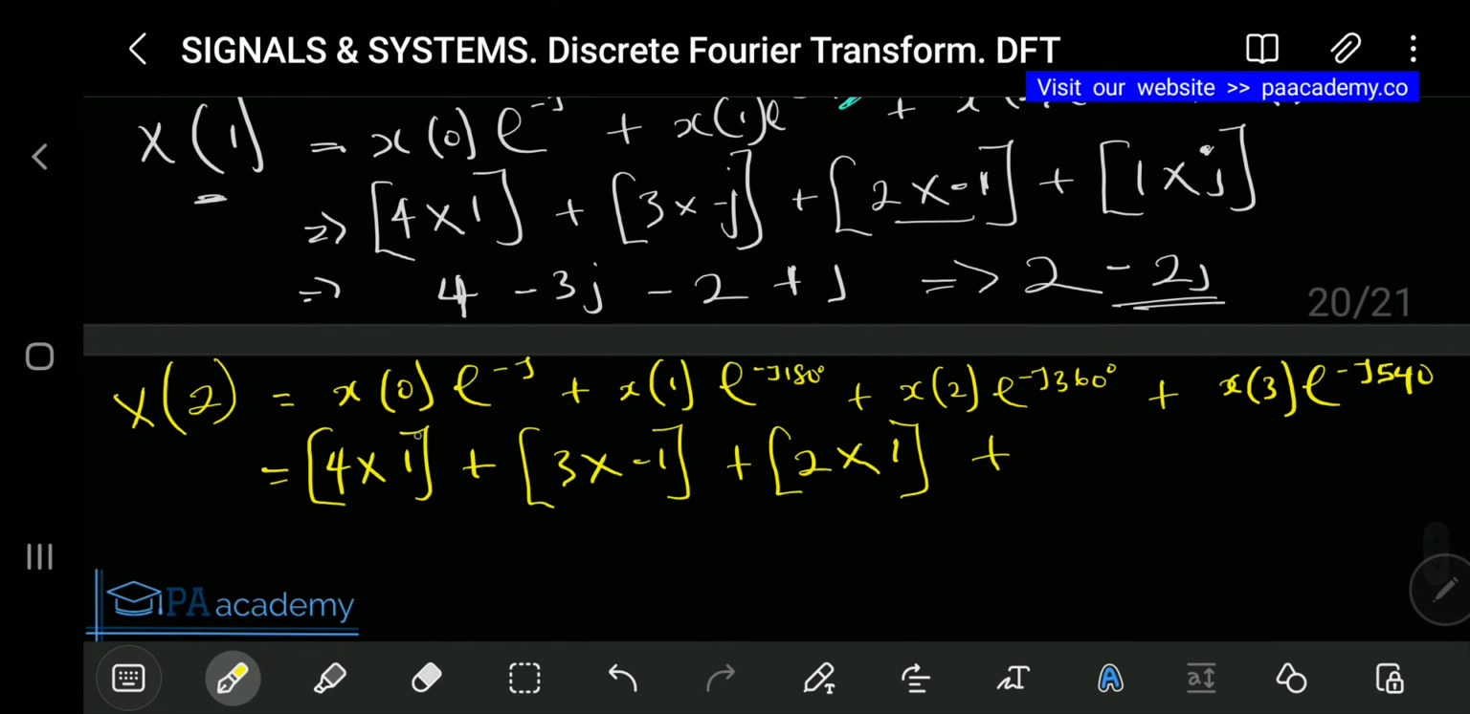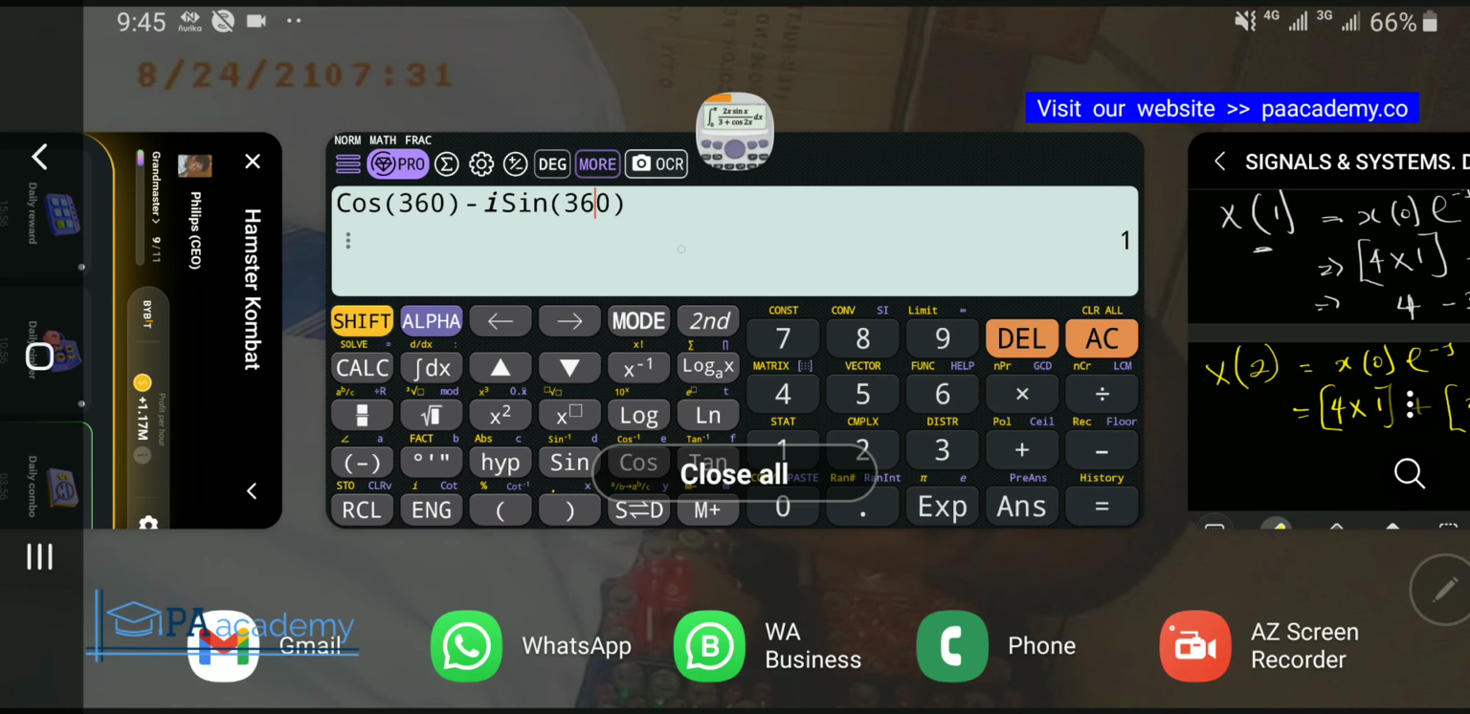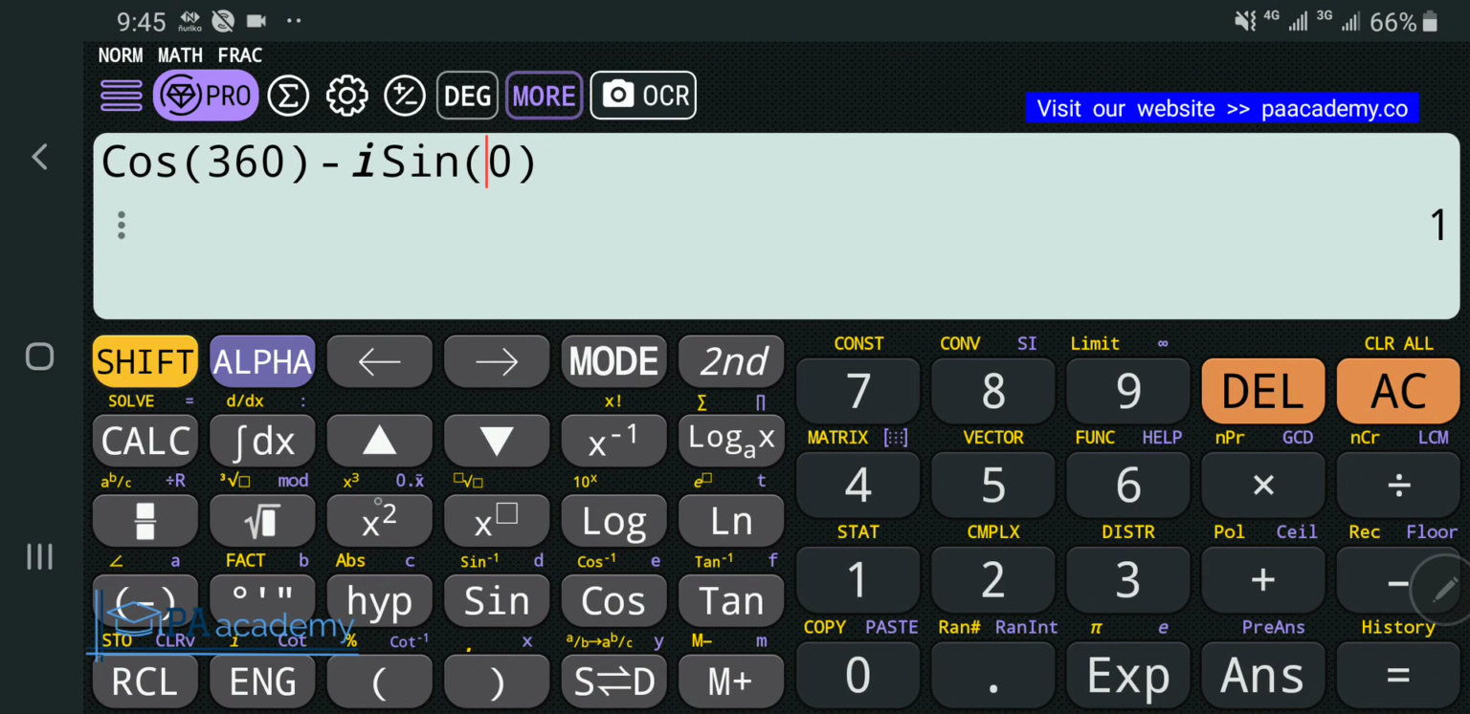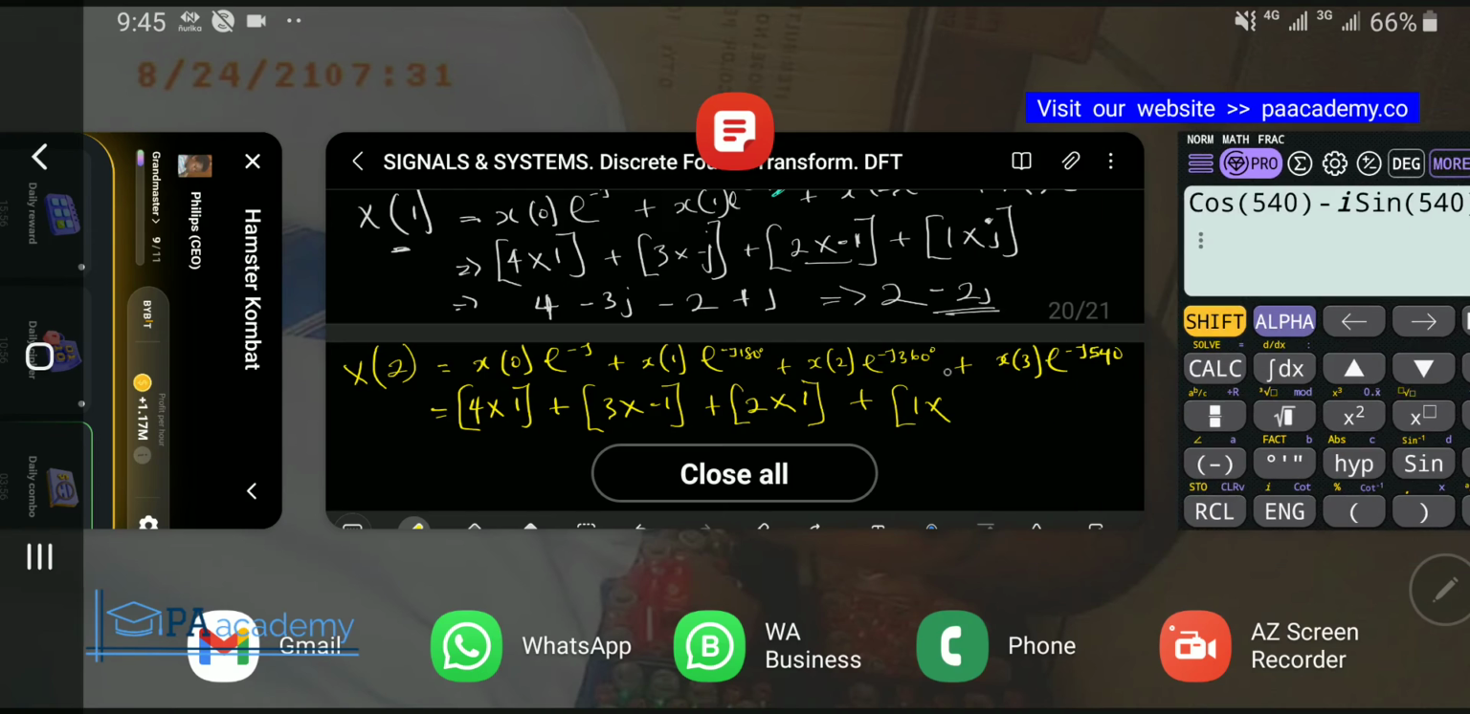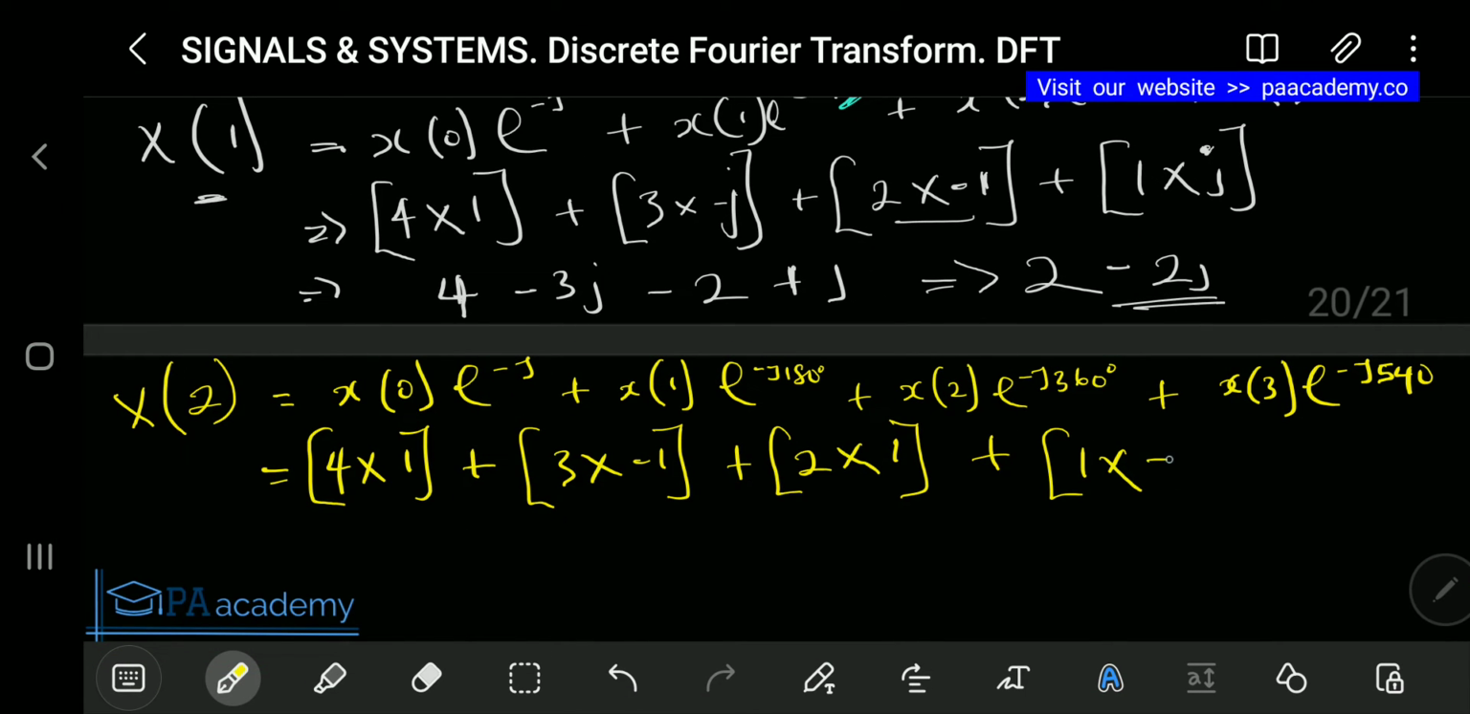So don't forget the x of 0, x of 1, x of 2, x of 3. These are values that are already given in the question. So that will be 1 times exponential minus j 540. So let's put in 540. So the answer is minus 1. So that will be 1 times minus 1.